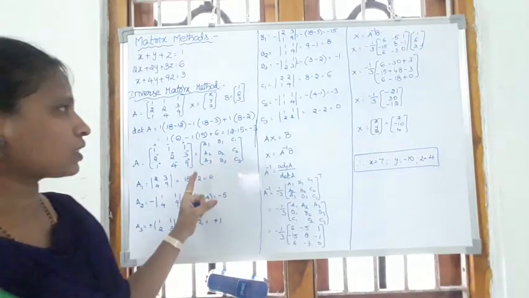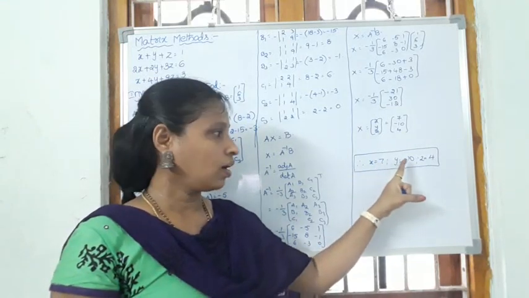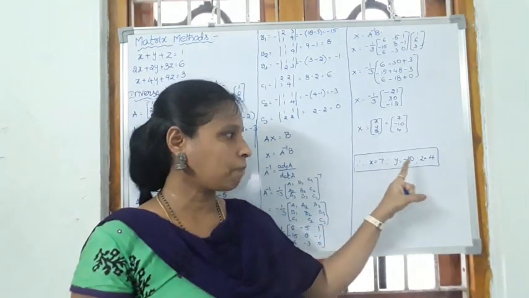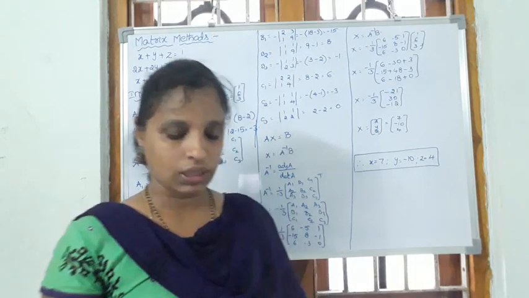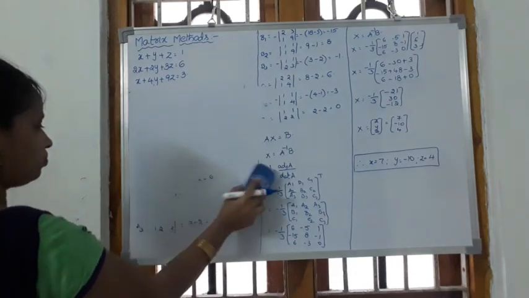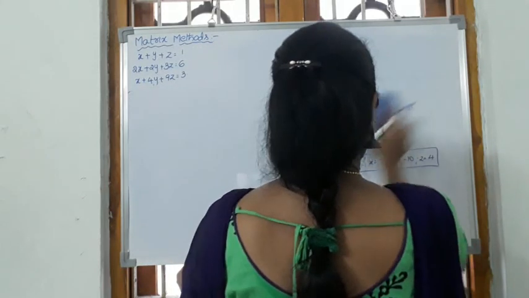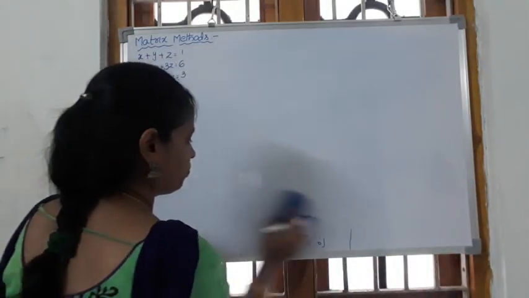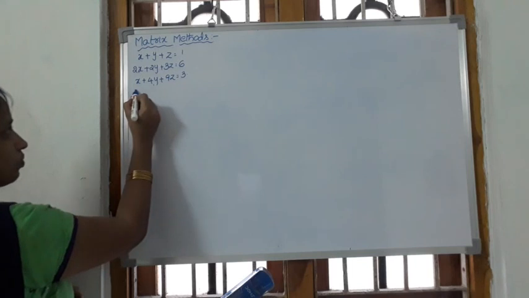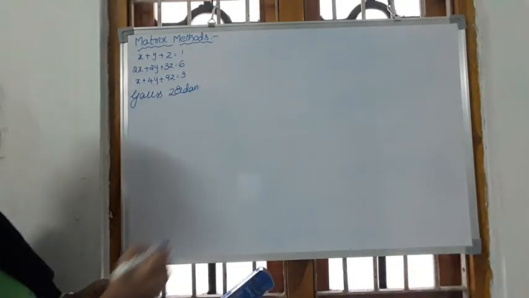This is the inverse matrix method. The previous one is Cramer's rule. In that Cramer's rule, the three variable values are 7, minus 10 and 4. In this inverse matrix method, the three variable values are 7, minus 10 and 4. Now coming to the next method, that is the Gauss-Jordan method.